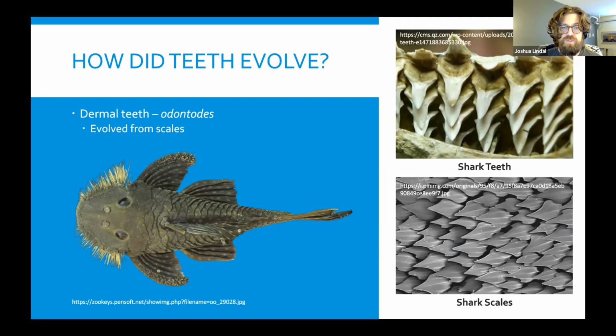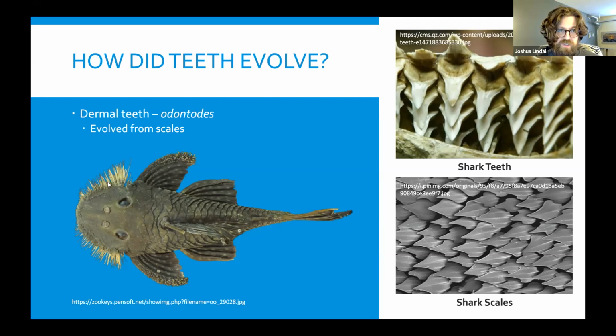And so these odontodes evolved into many different forms. And some fishes alive today still have odontodes, like this sucker fish or pleco fish here, which you might be familiar with as a kind that you can find in aquariums that suck on the glass and eat the algae. This is a particular species of pleco that has dermal teeth.